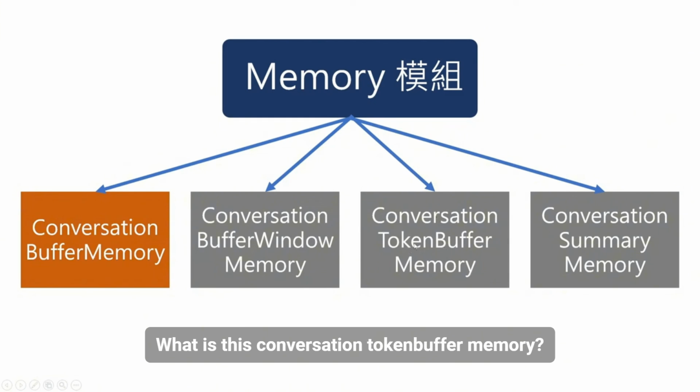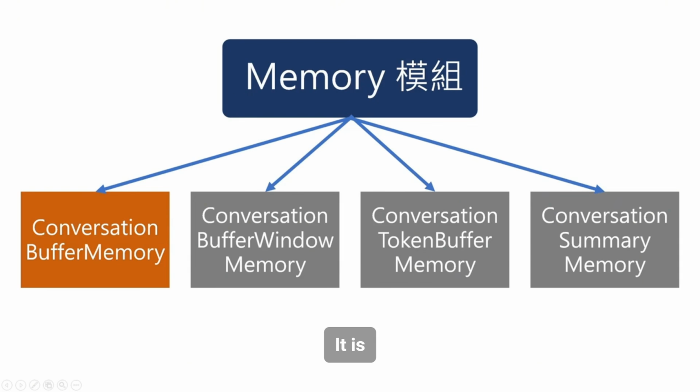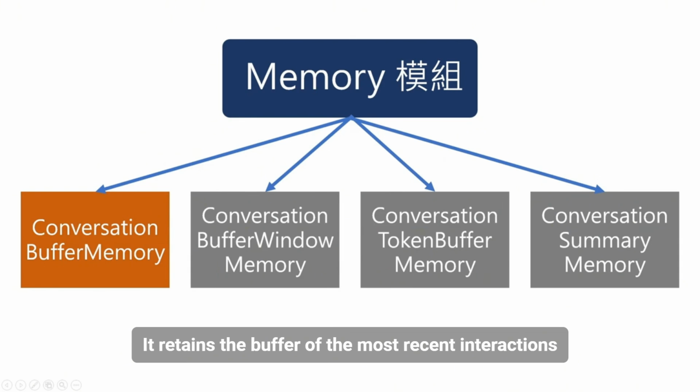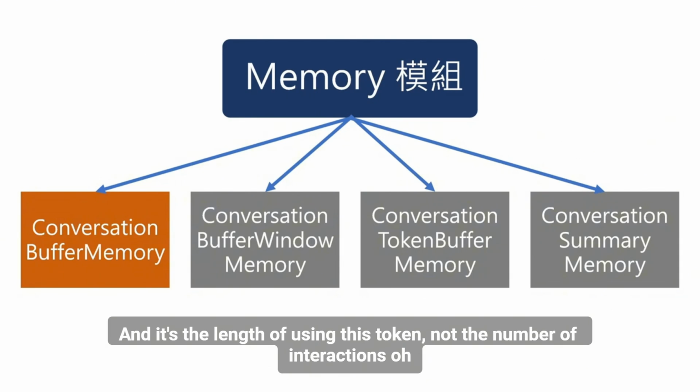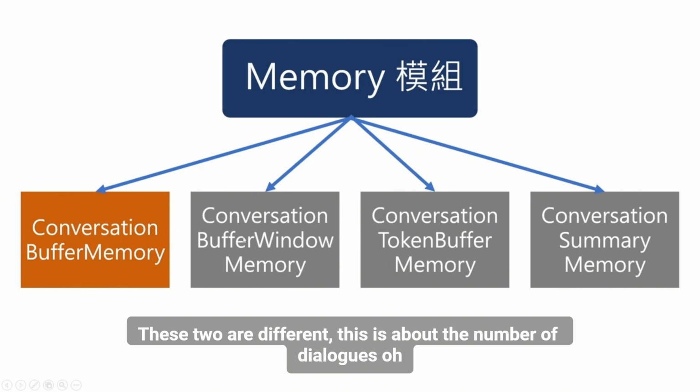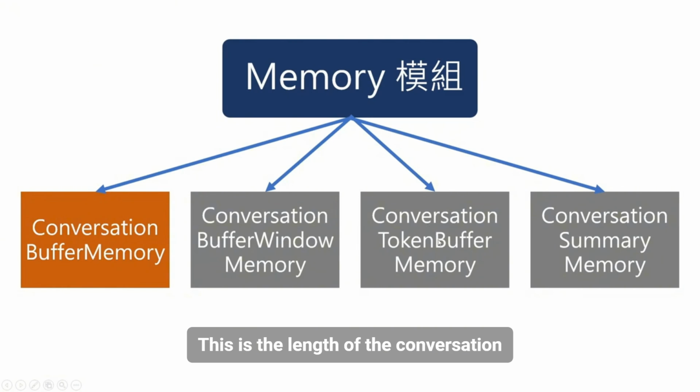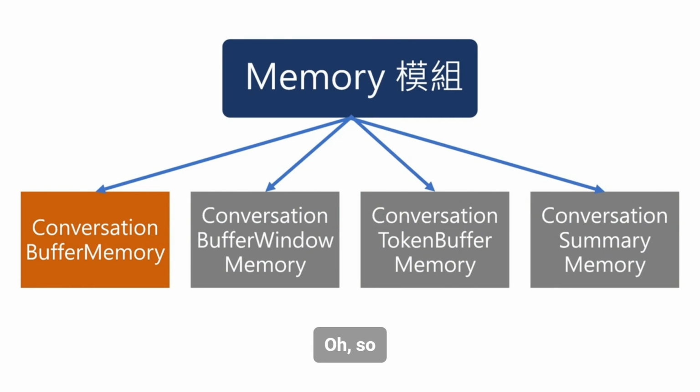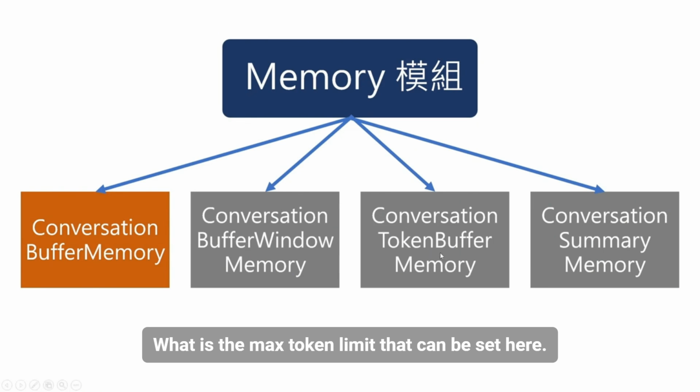What about the third one? What is this conversation token buffer memory? It retains the buffer of the most recent interactions, and it uses the length of tokens, not the number of interactions. These two are different. The previous one is about the number of dialogues, and this is the length of the conversation. Also, what are its parameters? It comes with the max token limit that can be set here.